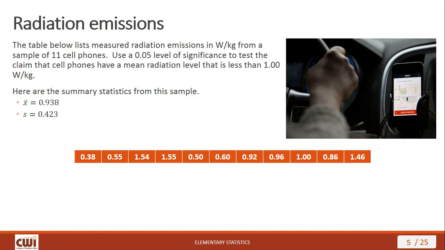So we have a table here of values of radiation emissions in units of watts per kilogram from a sample of 11 cell phones. Use a 5% level of significance to test the claim that cell phones have a mean radiation level less than 1 watt per kilogram. And then we're given some summary statistics. So we have a sample. The mean of the sample is 0.938. The sample standard deviation, 0.423.